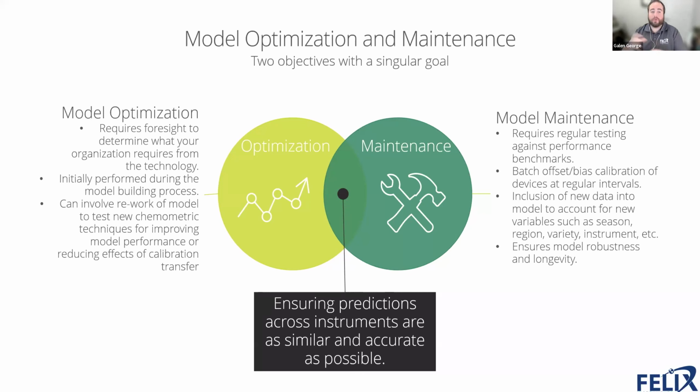And really, what both of these things are doing is we're just trying to ensure that our predictions across all the instruments are as similar, accurate and robust as possible throughout the use of the instrument and going into the future in your organization. And that is the last thing that I have to really discuss about chemometrics and model building.